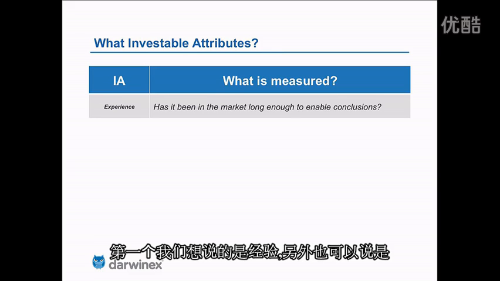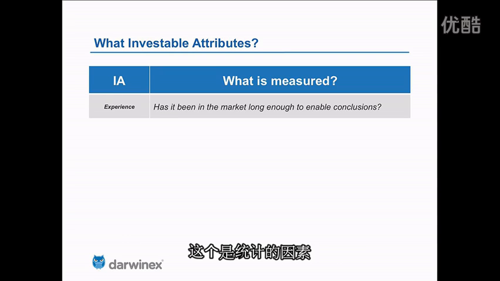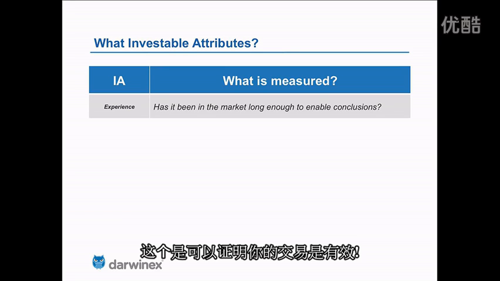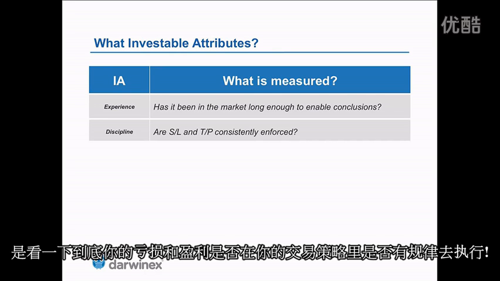The first one is experience, which is another way of saying, well, have we even seen enough data to issue a conclusion on whether this strategy is any good? This is merely a statistical factor to filter out for significance. The second element is a discipline element, which is checking whether stop losses and take profits are consistently informed by the strategy.